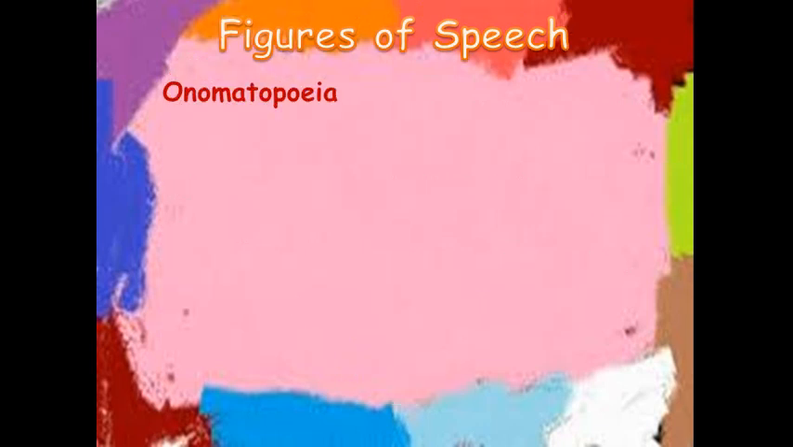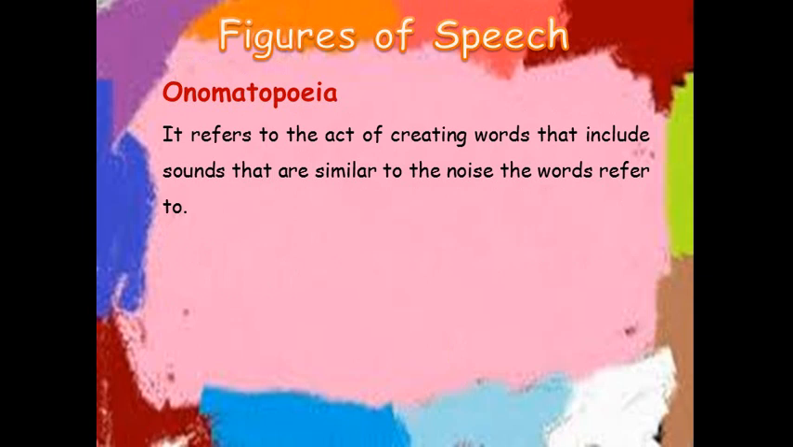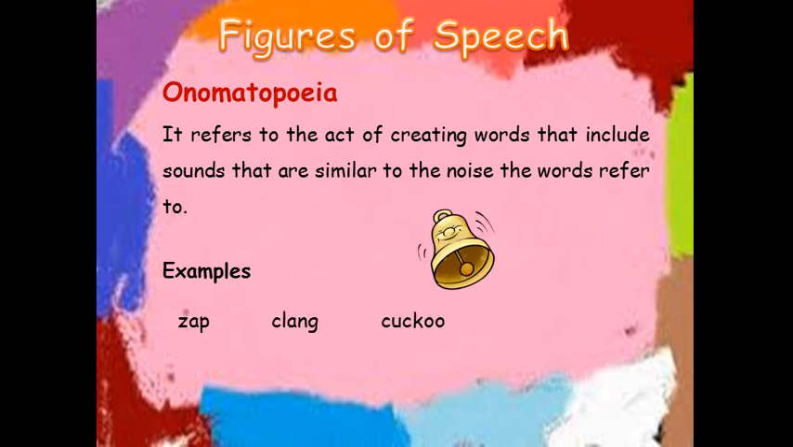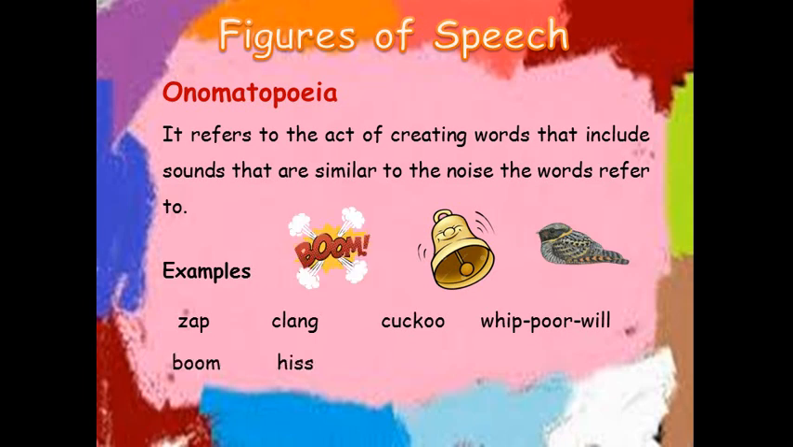Onomatopoeia. This refers to the act of creating words that include sounds that are similar to the noise the words refer to. For example, zap, clang, cuckoo, whippoorwill, boom, hiss, splash, and rustle.